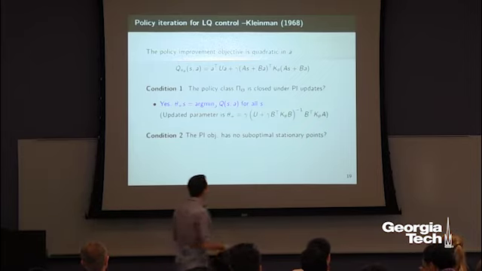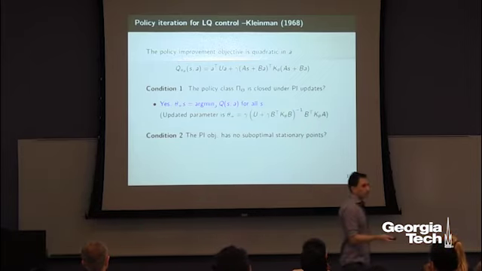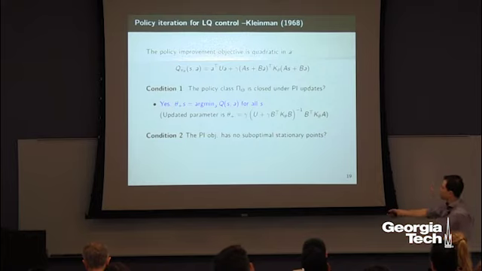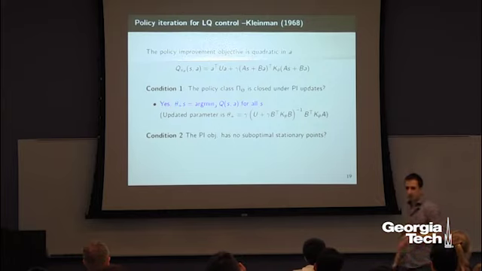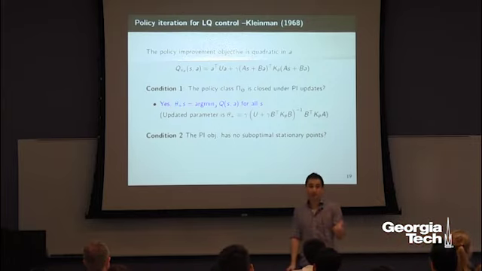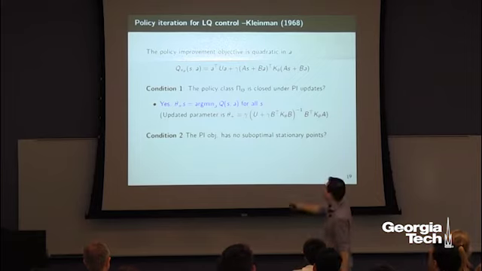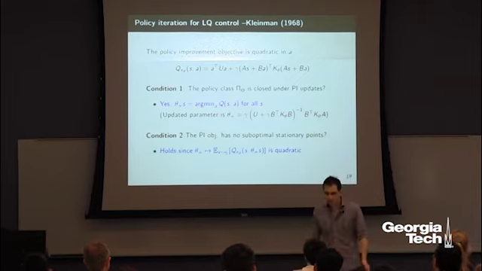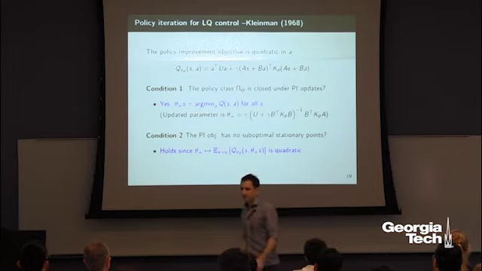Now the next condition is that the policy iteration objective has no suboptimal stationary points. Right? That you could, in principle, solve the policy iteration problem via gradient descent. Now this is a quadratic optimization problem. So yes. It's convex.